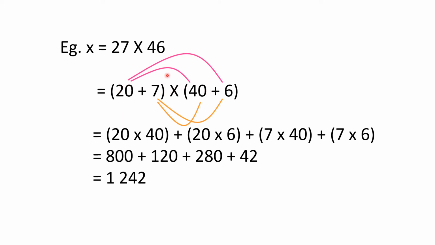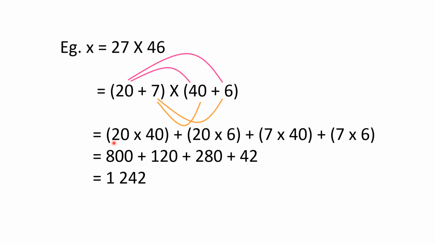So 20 times 40, and we write it out, plus 20 times 6, and we write it out. Then go into the second digit, 7 times 40, and we write it out, and 7 times 6, and we write it out. Now this step over here, you can draw a margin down the left side of your page to work out. And this step over here we worked out previously. So if you have forgotten it, please go to your old videos.